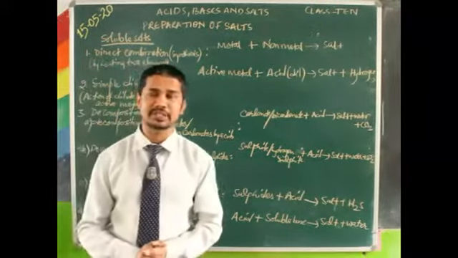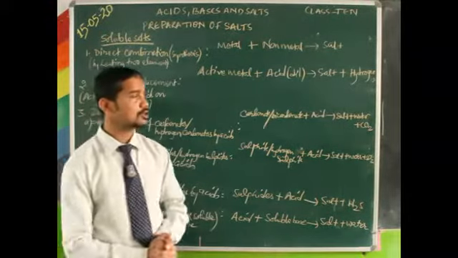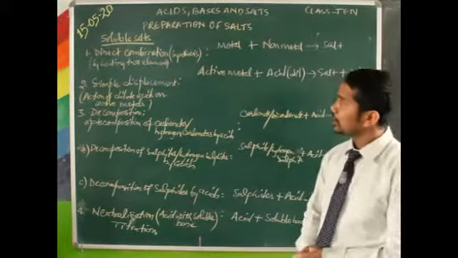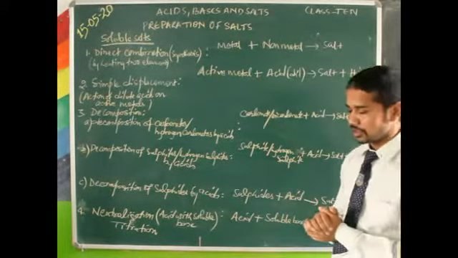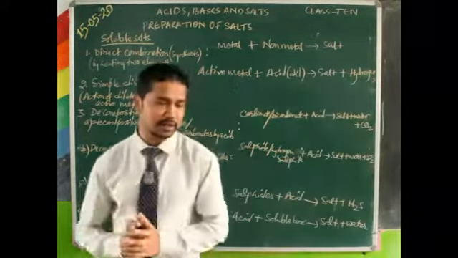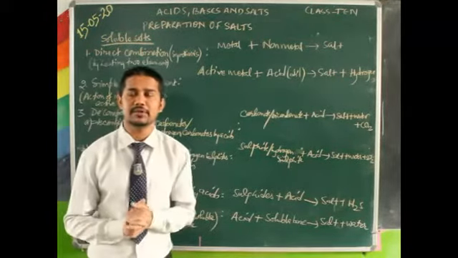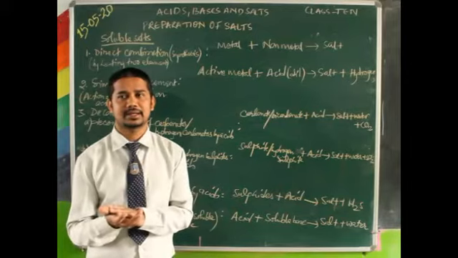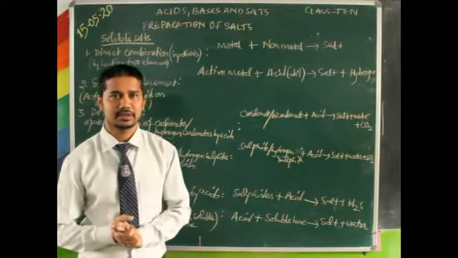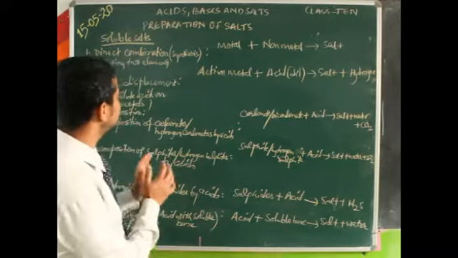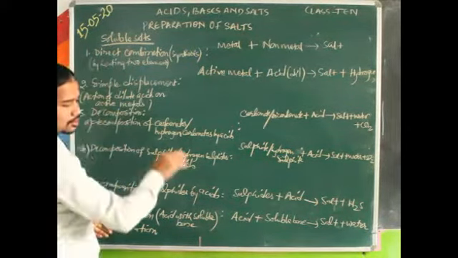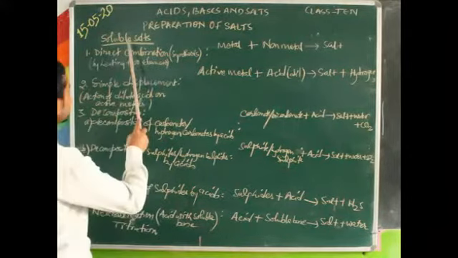Preparation of salts. Basically, there are two types of salts: soluble salts and insoluble salts. Today, initially we'll be doing the soluble salts. So, how to make soluble salts? Generally, we know salts are formed when acid reacts with base, and it gives salt. Now let's see what are the different ways of preparing salts. First of all, we'll go for soluble salts.